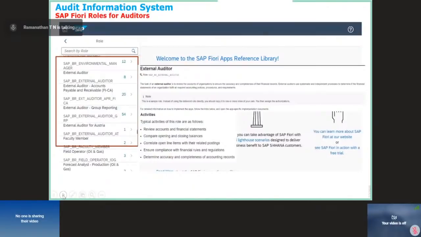The other bit of it, the audit information system, right? SAP provides certain Fiori applications as a part of roles, auditor roles. These are available. We can just adopt it and start using them, which enables you in terms of details of transactions and display, where you can look at audit trails, as what I talked about, the controls, all those bits of it.